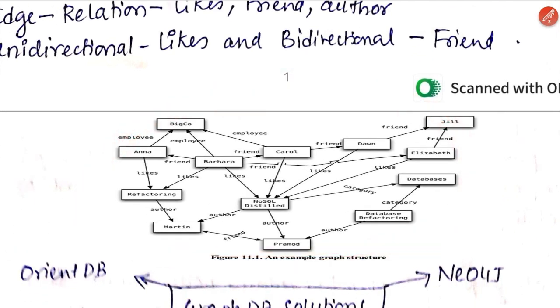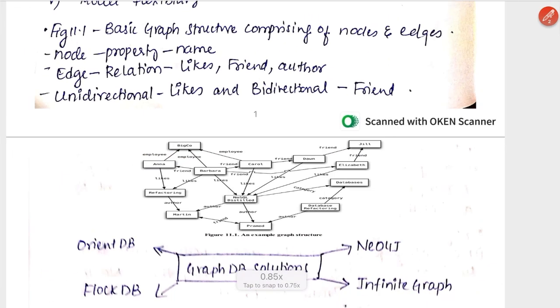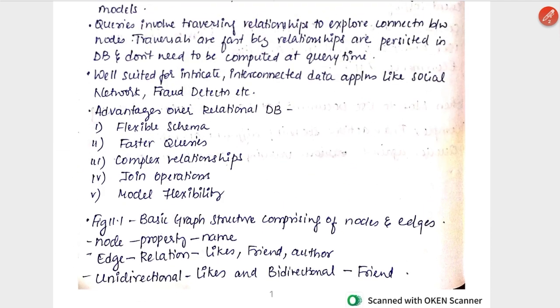Next, we can easily query the data from these structures. For example, get all nodes employed by Bigco that like NoSQL distilled. In this, I can start traversing relationships like employee and likes, and then I can get the data. By making use of this, it becomes very easy to get the data. Unidirectional, bidirectional, edges, nodes, all these have been explained. So yeah, this was the basic introduction to the graph database.